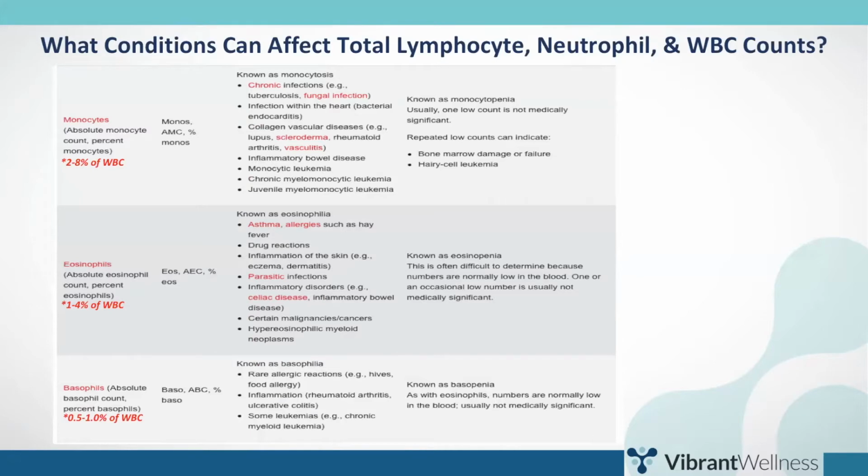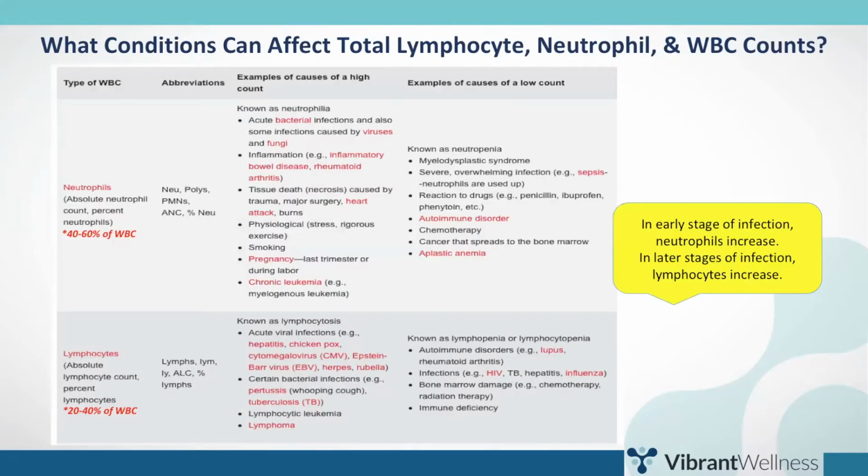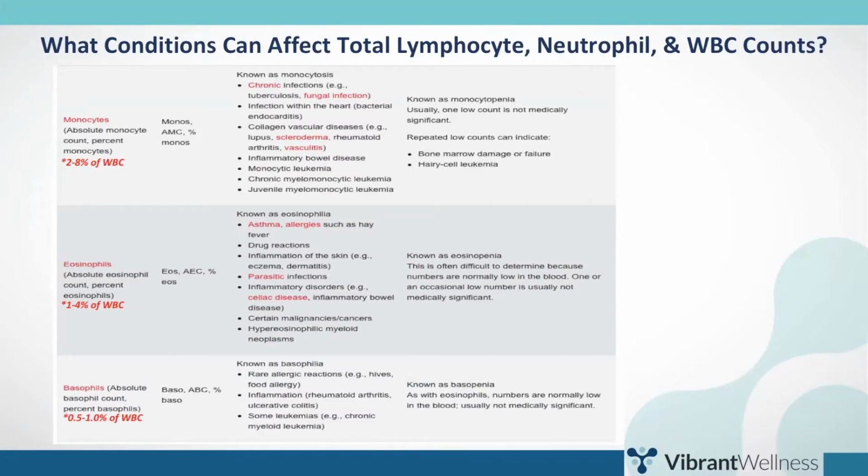A number of conditions can affect the monocytes, the eosinophils, and the basophils, although admittedly they're a much smaller percentage of white blood cells, which is why we don't report on them. You're really getting about close to 90% of your white blood cells made up by neutrophils and lymphocytes. So again, we do report those counts.